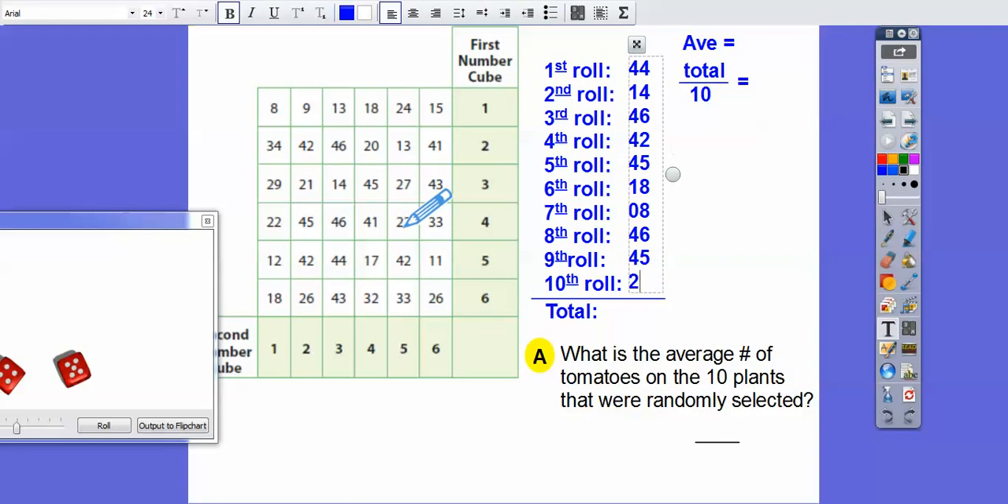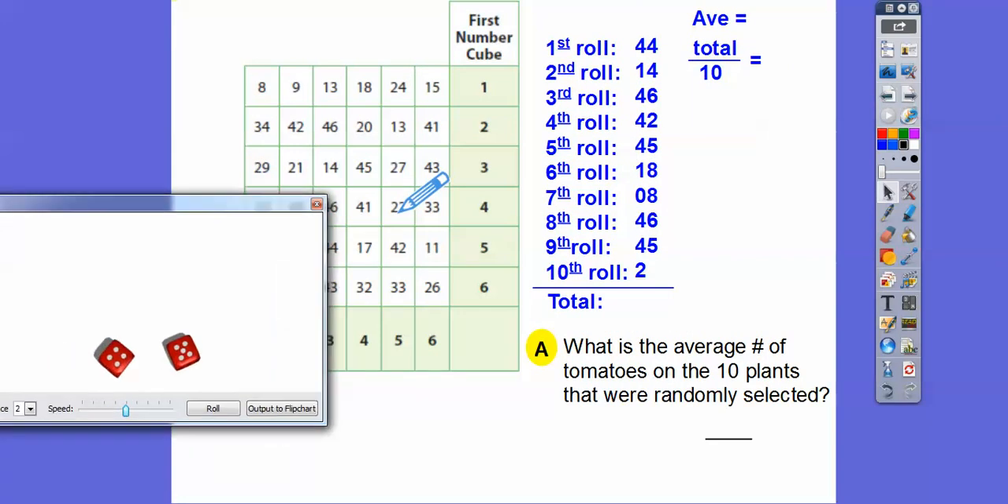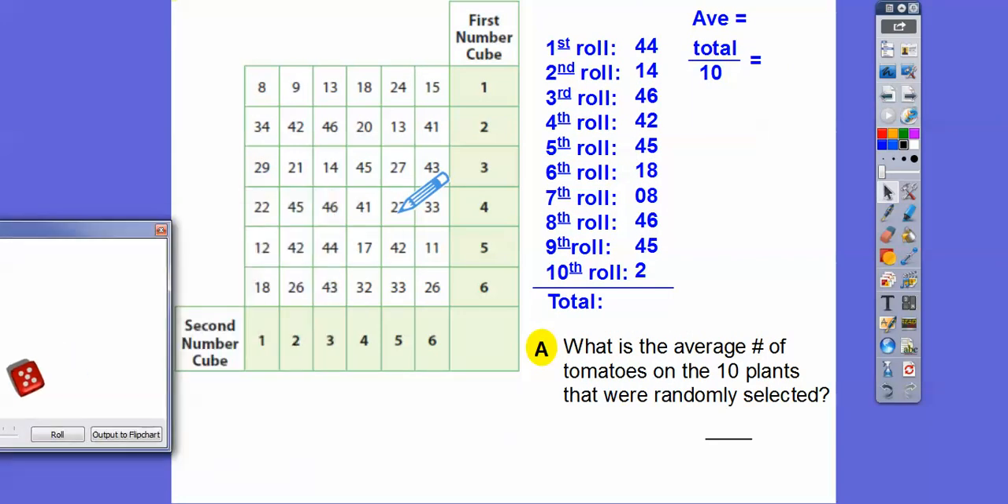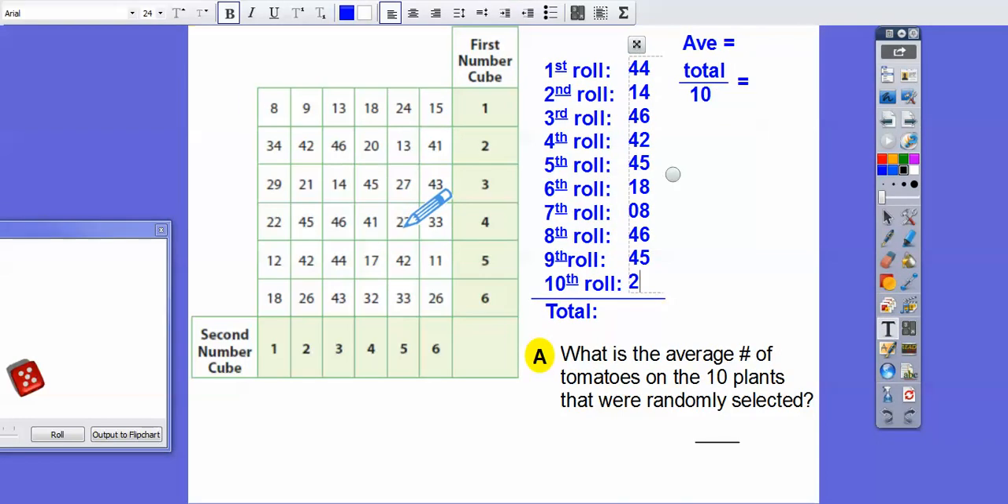Remember the average. Was it 22? Column 4, row 5. No, it wasn't 22, was it? Sorry about this, you guys. So 4 and 5, column 4, row 5. Yeah, it was 22. All right, anyway, what we're going to do is add these up and then divide by 10.